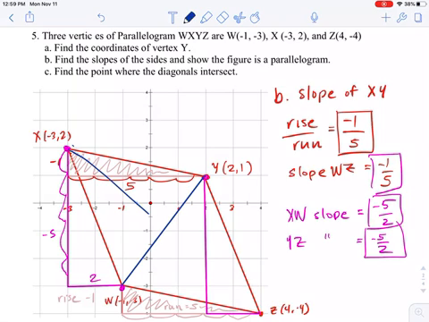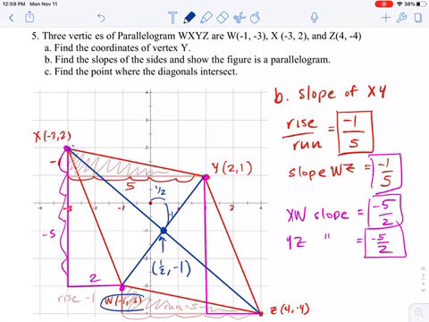So let me draw in the diagonals. It would be good to do this with a ruler. And the point where they intersect is right there. It's over a half. And it's down 1. So this point right here is 1/2, -1. I'd also like to point out that it is a midpoint of a diagonal.